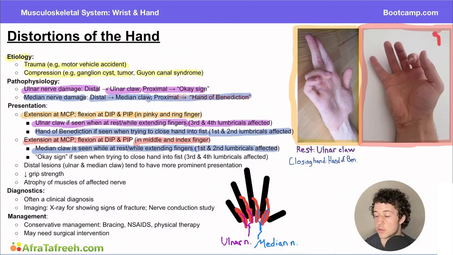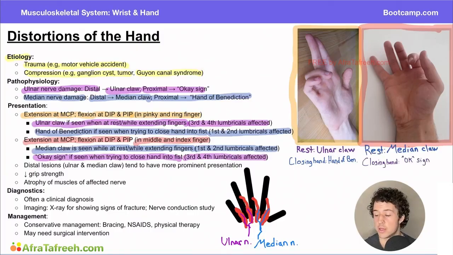However, if this patient is trying to close their hand into a fist, it is the pinky and ring finger which are affected because they are unable to flex into a fist. And so in that case, we would see that there's ulnar nerve injury, and so we would suspect an OK sign because they're trying to close their hand into a fist, but the third and fourth lumbricals are affected.